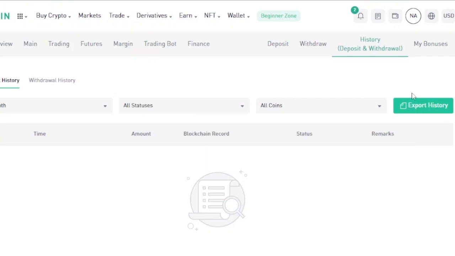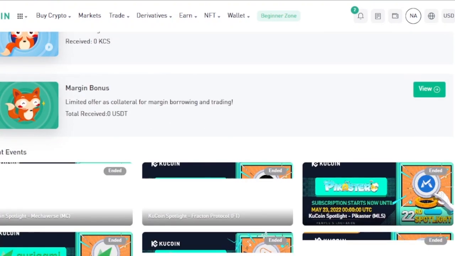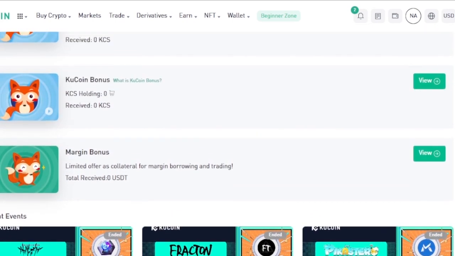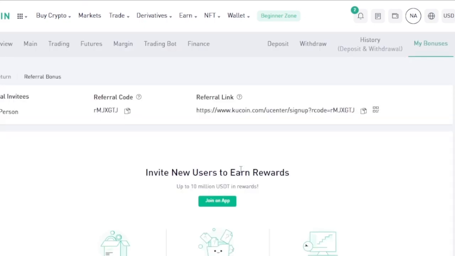you want. And all the bonuses that you're going to get are going to be here, and you can see the bonuses from this option, like referral bonus, Kucoin bonus, margin bonus. So there are a lot of bonuses that you can get. These are the ones that are active for me right now. I can just go on and view one of these, and you're going to see what they are about.